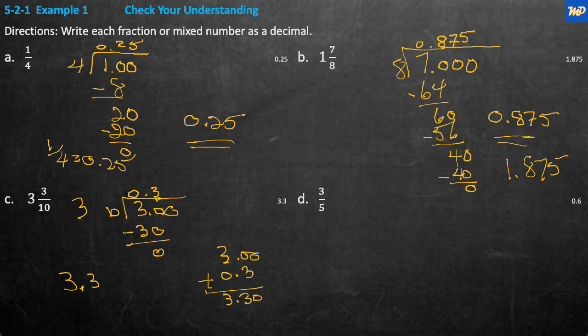So let's do this one here. We have 3 divided by 5. Right off the bat, I'm going to put a decimal point there and a 0. Does 5 go into 3? No. 0. Does 5 go into 30? Yes. How many times? 6. 5 times 6 is 30. 30 minus 30 is 0. We're complete. The answer is 0.6. Okay, and over here, just to make it the same, 3.3.